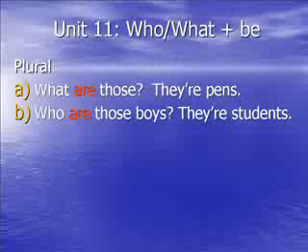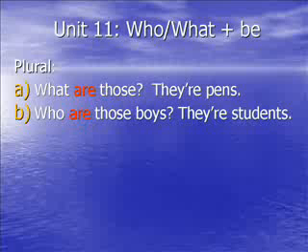In example B, who are those boys? They are students. Here you are using are after who, because you are asking about more than one boy. So when you are asking about more than one person, or more than one thing, you are going to use a plural verb after what and who.